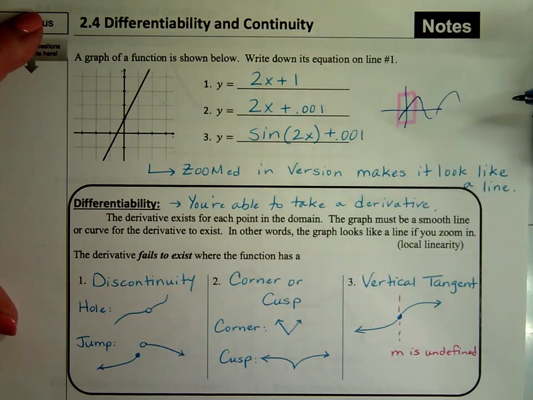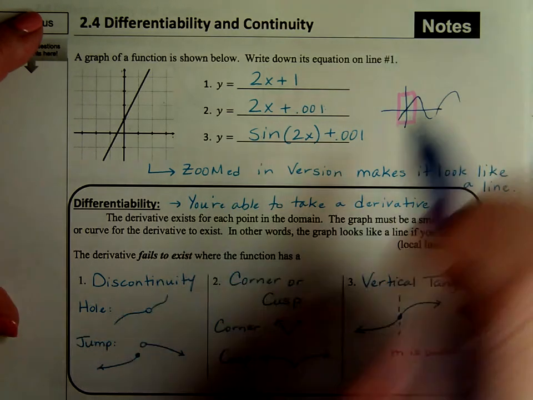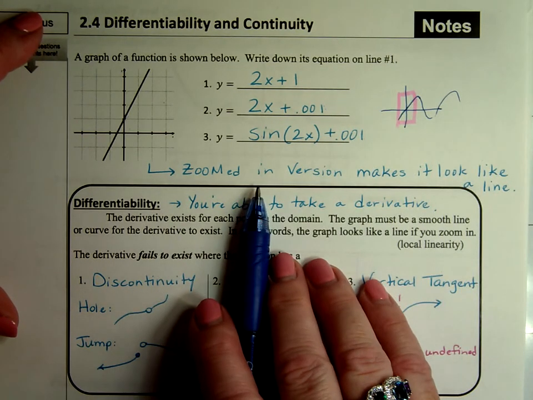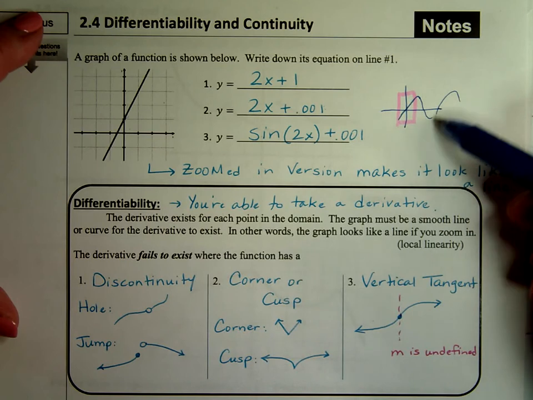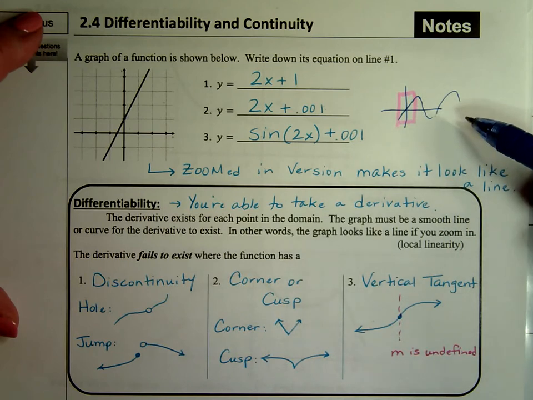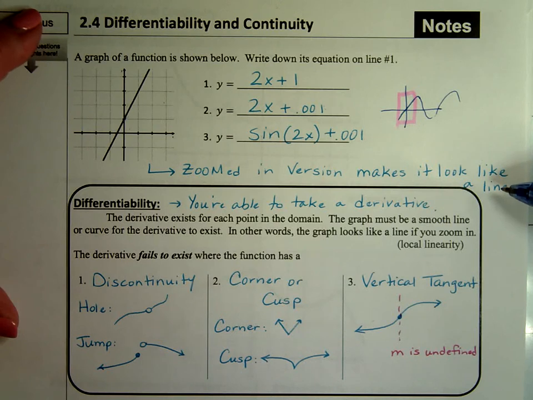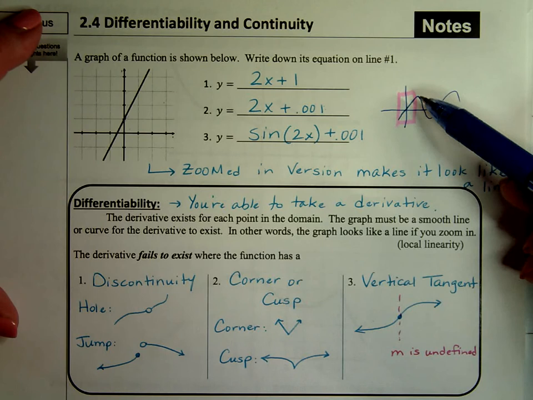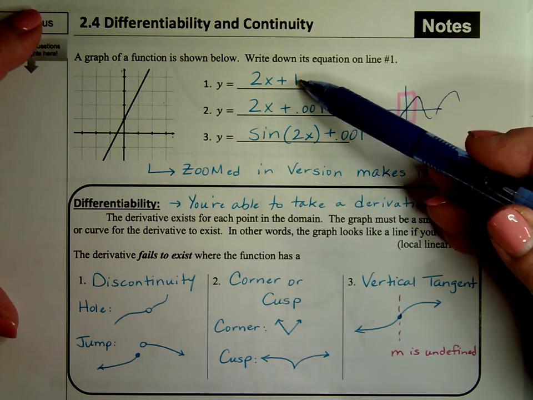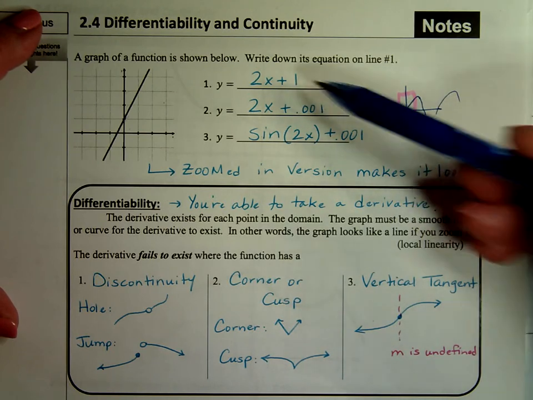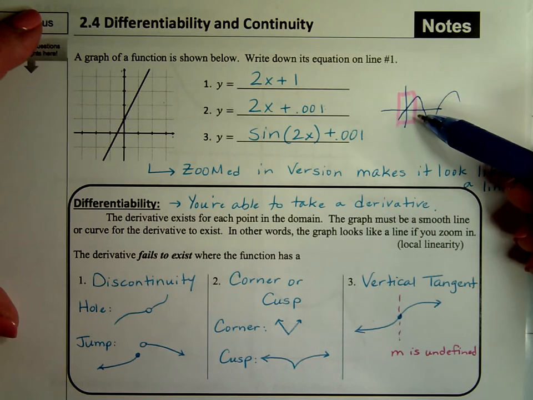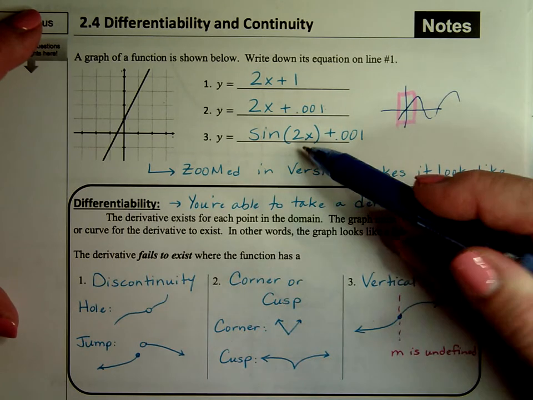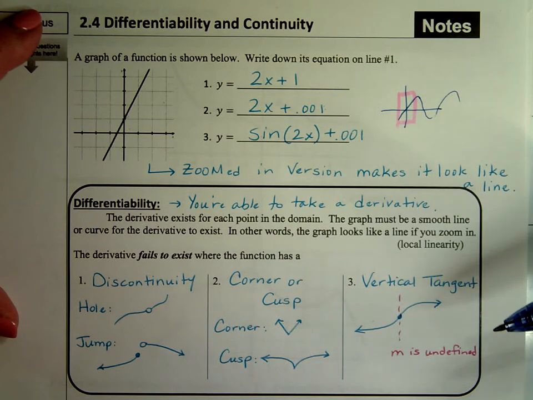It's called locally linear. And so if I zoomed in enough, it makes this sine graph that we know are a bunch of hills and valleys actually look like a line. So it's locally linear. So we have to be careful in calculus when we're looking at these things, because it could be that you're really looking at a graph of 2x plus 1, but it could be that you're so zoomed in that you're really looking at a graph that's something totally different. All right, it's called locally linear again.